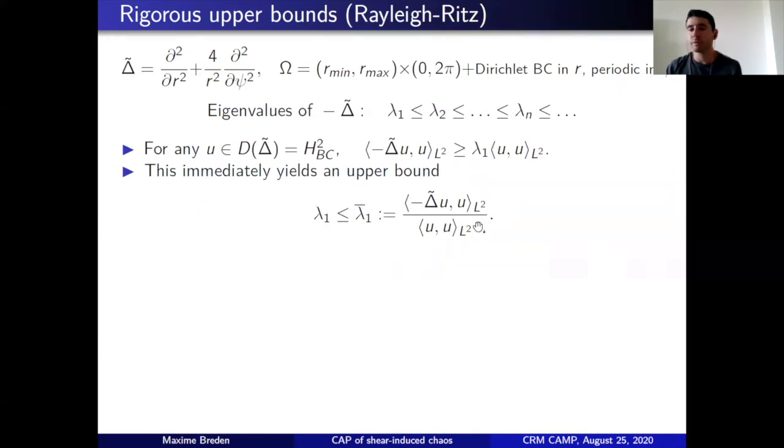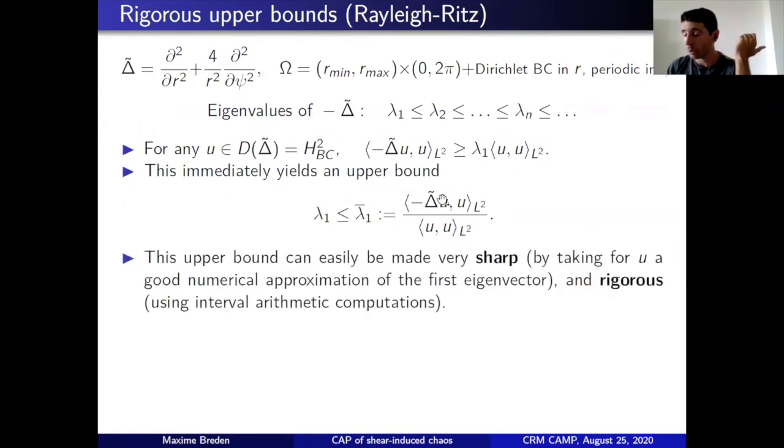This is very elementary, but the nice thing is that I can make this very sharp, because instead of taking any u, I can take for u a numerical eigenvector, which, if I compute it very accurately, makes this quotient very close to actually being equal to lambda. And I can also easily make this rigorous: I don't need to rigorously compute the eigenvector. I just take a good numerical eigenvector and then evaluate this rigorously using interval arithmetic. Then I get a rigorous upper bound. So the message is that it's very easy to get sharp upper bounds and rigorous upper bounds.